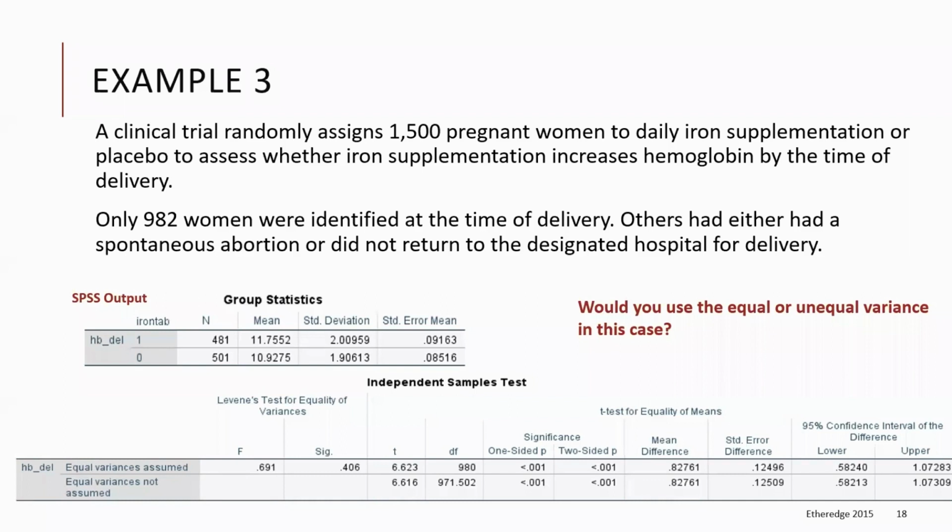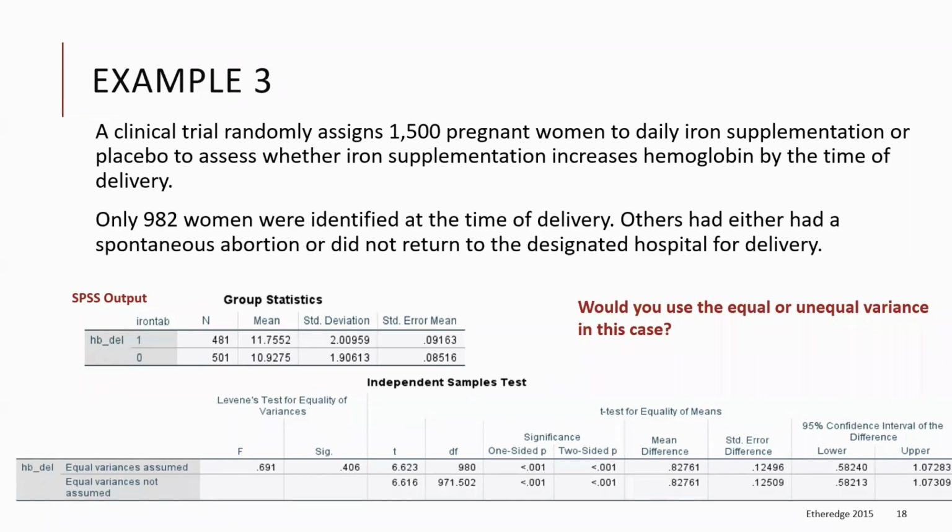So in these outputs, let's focus on the group statistics first of all. If you look at iron tablets, those with 1 means they received the supplementation, with 0 means they did not. So we look at the sample sizes 481 and 541, and we look at the mean, where we have a mean for the group that received the intervention as 11.75, and for the group that did not receive the intervention as 10.92. We have other test statistics in there.